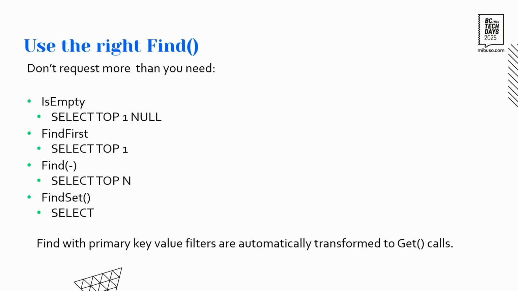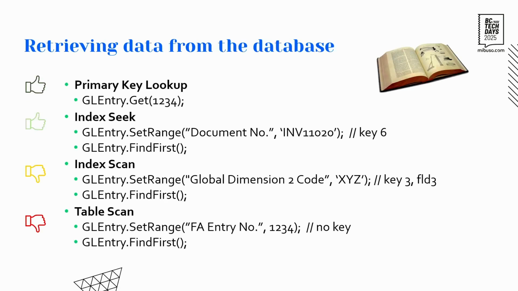And if you want to use everything, then Find Set is going to give you all of that. One thing to know, Get versus FindFirst. FindFirst with a filter on the primary key automatically gets translated into a GET request. So it's not critical whether you do one or the other. We can detect that you are using all the primary key fields. We can just convert it for you.